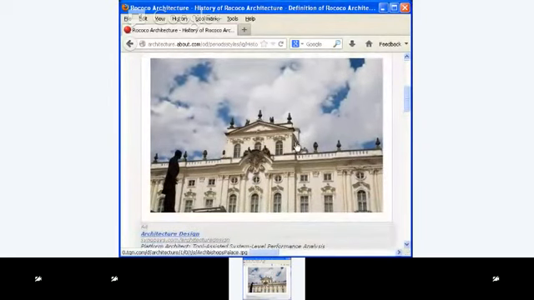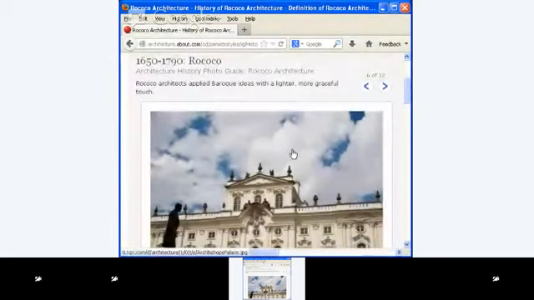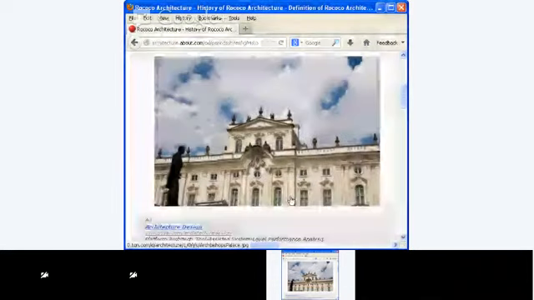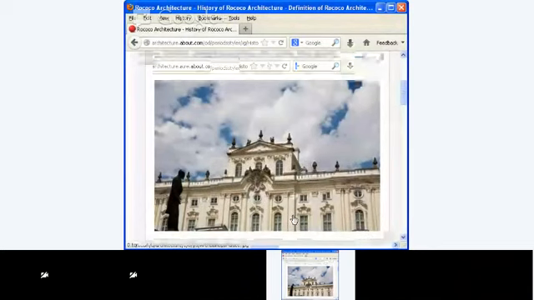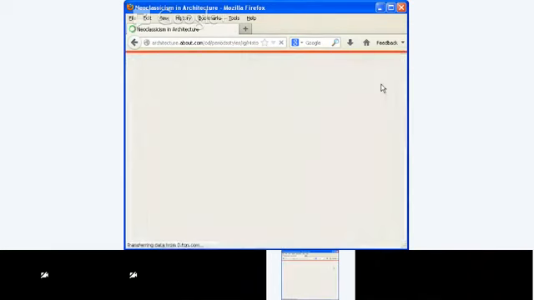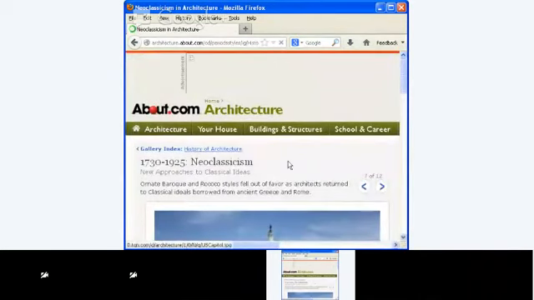Okay, this is architecture common from 1650 to 1790. This is called Rococo. Baroque ideas, it's intricate, but a little, as it says here, a little lighter, a little more graceful, not overwhelmingly, bizarrely intricate like Baroque is. So they mellowed out a little bit. They relaxed themselves. Okay, that's Rococo.